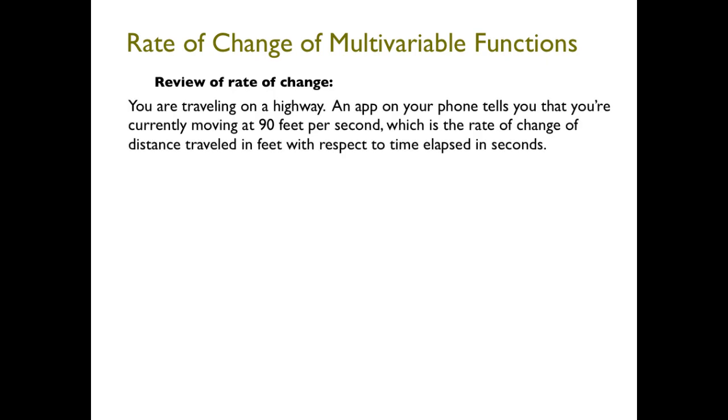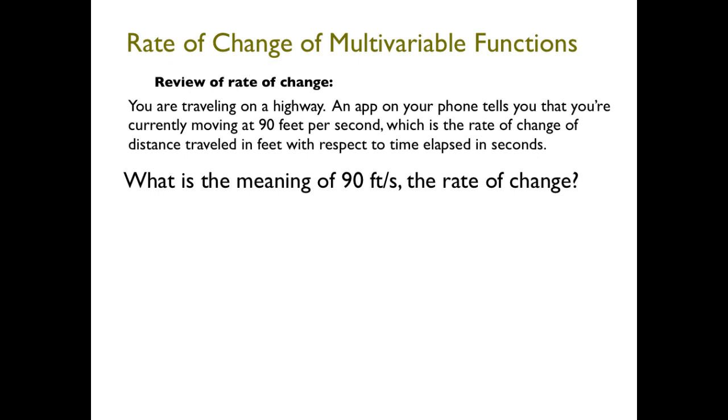So pick an x, y, that's the input, and then the value of z on the surface is the output. Okay, so we're going to talk about rate of change because this is calculus. So let's review rate of change for these multivariable functions, and rate of change in general. We've got to have a good concept of rate of change. If you're traveling on a highway and your phone is telling you that you're moving 90 feet per second, that's the rate of change of distance in feet with respect to time elapsed. What does that mean, that you're moving 90 feet per second?